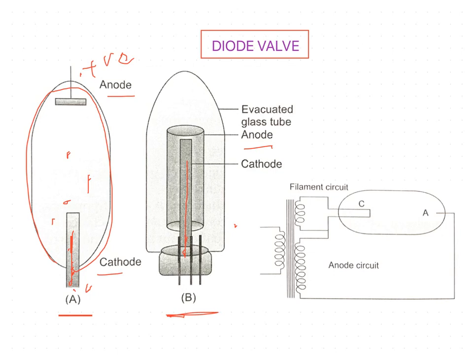If you see in this picture, you will find three pins on the base of the valve. Two of these pins are connected to the filament, and one is connected to the plate. The pins fit into a suitable socket and are evenly spaced so that the valve cannot be inserted into the circuit incorrectly.